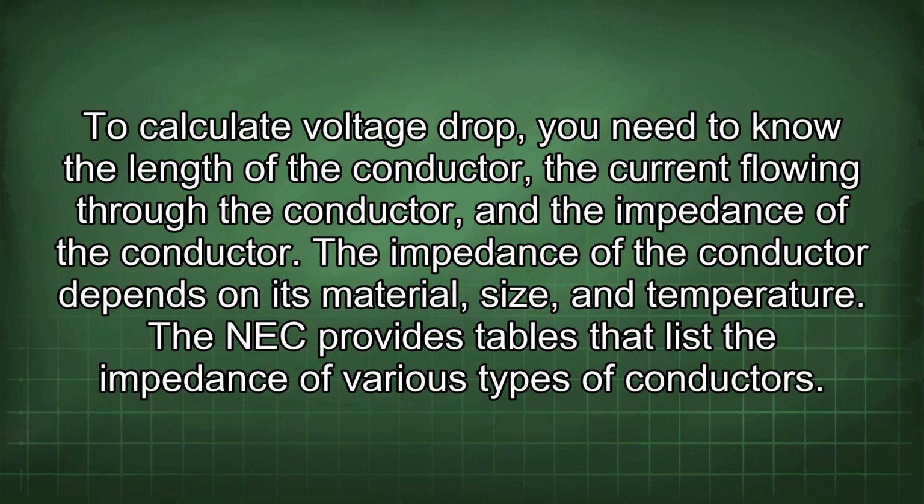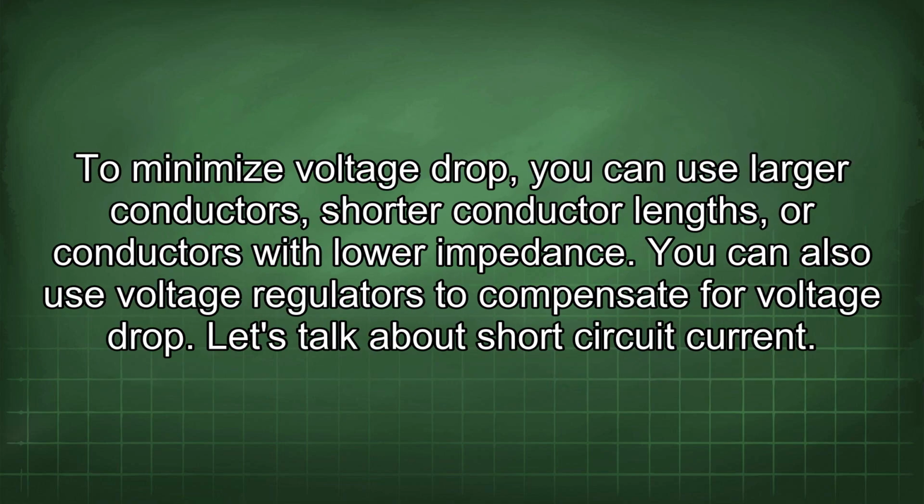To calculate voltage drop, you need to know the length of the conductor, the current flowing through the conductor, and the impedance of the conductor. The impedance of the conductor depends on its material, size, and temperature. The NEC provides tables that list the impedance of various types of conductors. To minimize voltage drop, you can use larger conductors, shorter conductor lengths, or conductors with lower impedance. You can also use voltage regulators to compensate for voltage drop.